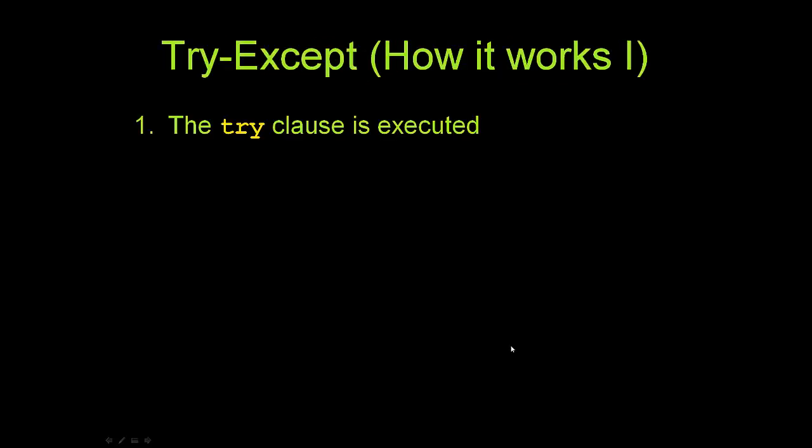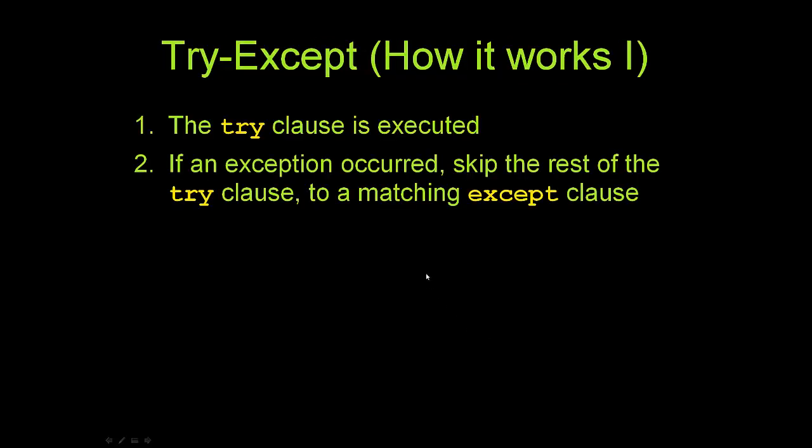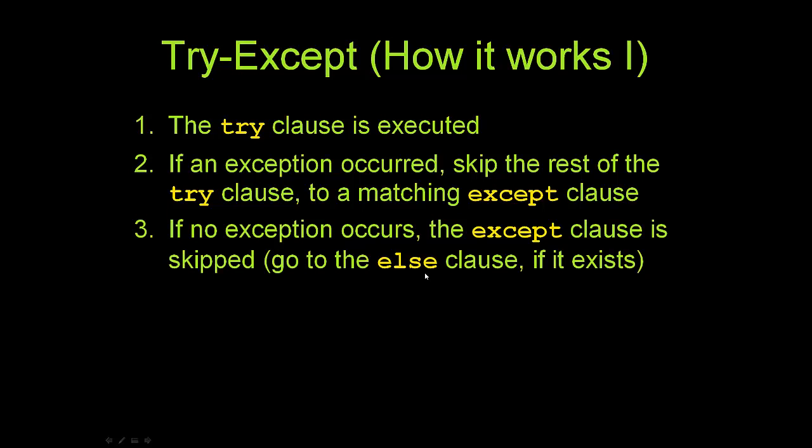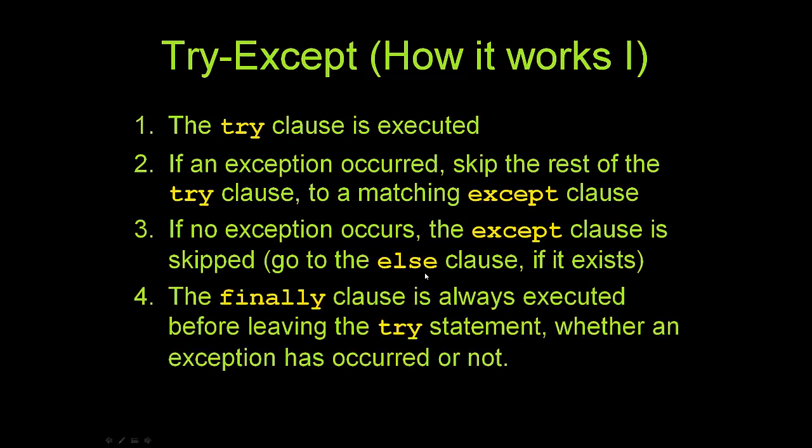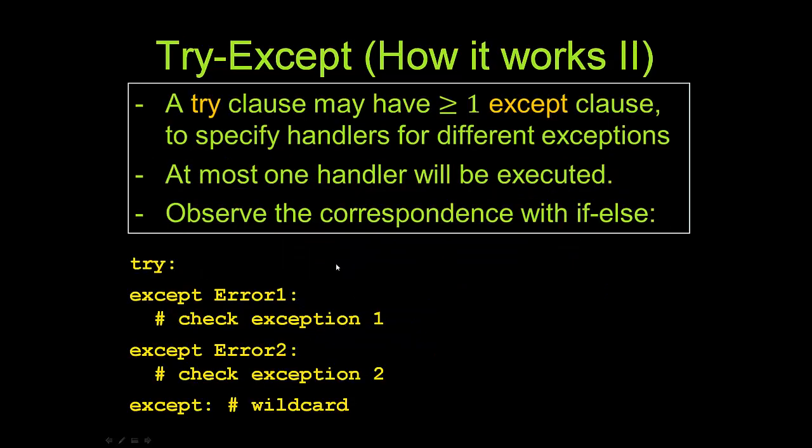So the try clause is executed. If an exception occurs inside the try clause, then you skip the rest and try to match the except clause. If there's no exception, it goes to the end. And there's also sometimes a finally clause. The finally clause is always executed before leaving the try statement, whether or not an exception has occurred. So essentially this is the format.